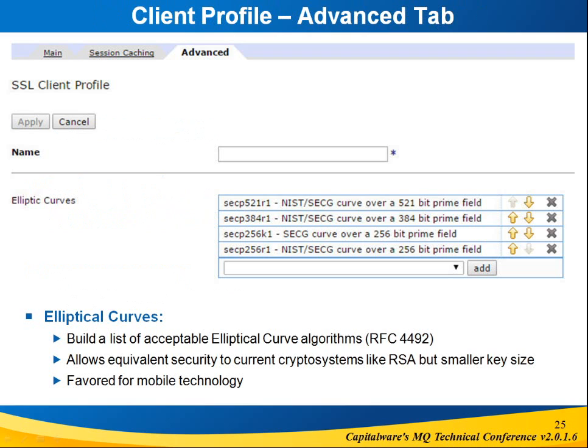Continuing on, there's an advanced tab at the very end of the client profile setup, and this is where you can specify elliptic curve algorithms to be used instead of the standard algorithms. Now, this is part of RFC 4492. These are somewhat similar to RSA, but they allow you to use a smaller key size but give high security.